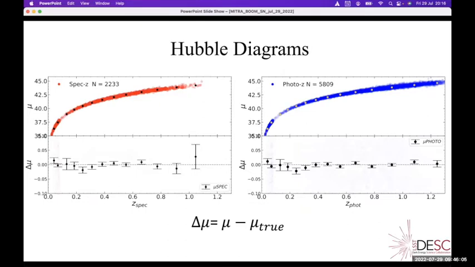On the left, we see the spec only, meaning only spectroscopic samples, and on the right, the equivalent of the spectroscopic plus photo Z candidates Hubble diagram. Mostly the takeaway is that we see from the residual plots on the bottom panels of either of those that there's no evident systematic trend to be seen in the distance estimates.